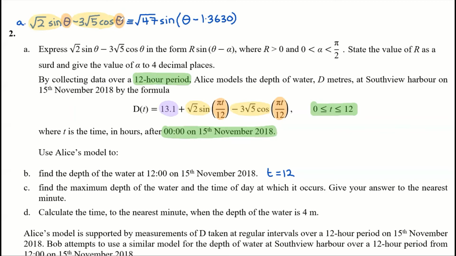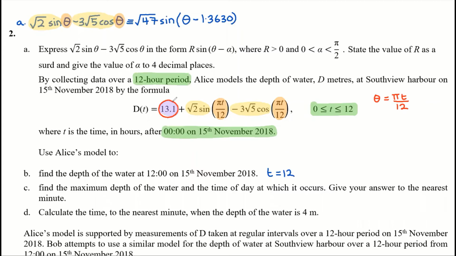So we can see from the left-hand side, we're going to have to make a substitution. So we can see that theta must equal pi t over 12. All right. And apart from that, it's all the same. We've just got to add the 13.1 as well.